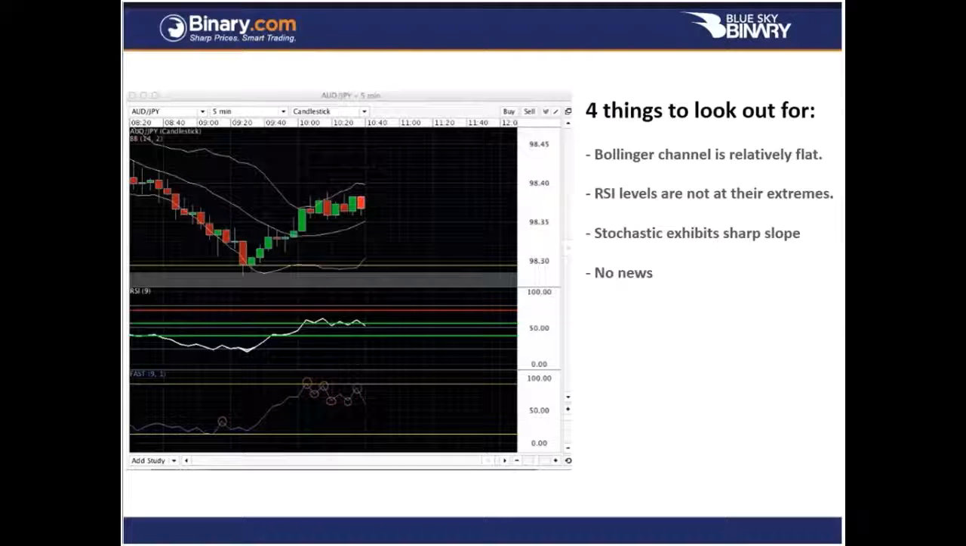All right? So to recap, a 5-minute chart, any currency pair is fine. Add the Bollinger Bands, add the RSI, and add the fast stochastic. All right? And what you're looking for is firstly no news. As I said, you want to trade this safely, and this requires a bouncy market. So you don't want news which can trigger big trends. So you want to trade this typically after 5 p.m. GMT. It can be traded before London opens as well.